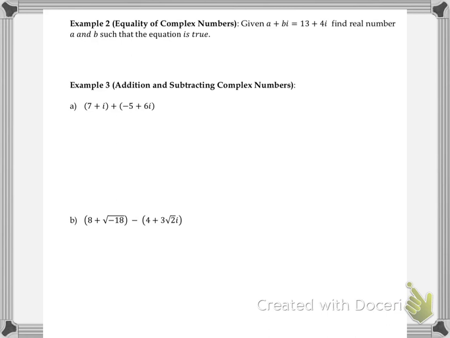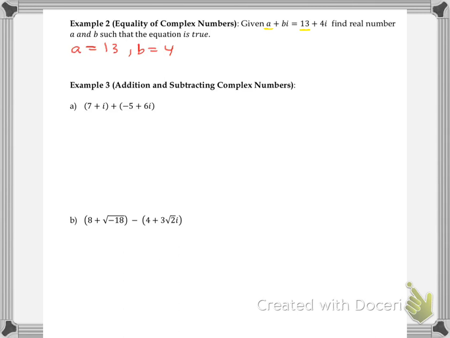Equality of complex numbers. Given a plus bi is equal to 13 plus 4i, find real numbers a and b such that this equation is true. Well, I know it seems straightforward. It really is, right? You line up the terms. So a then will be what? 13, and b will be 4.